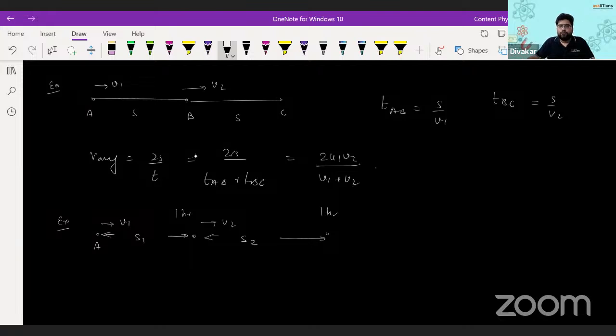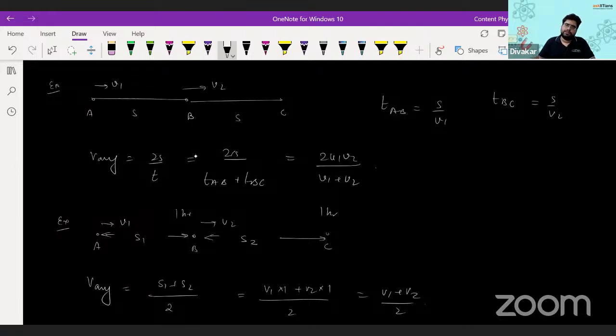If I ask you what the average velocity is, since it's moving in a straight line, the average velocity magnitude will be the same as the average speed. But let's say I want to find the average velocity. You will say total displacement, which is S1 plus S2, divided by total time. Total time is A to B and then B to C, which is 2 hours. Now if I substitute S1 as V1 into 1 and S2 as V2 into 1, divided by 2, you get (V1 plus V2) by 2. Understand, (V1 plus V2) by 2 you can apply when the time is the same, and 2V1V2 by (V1 plus V2) you can apply when the displacements are the same.